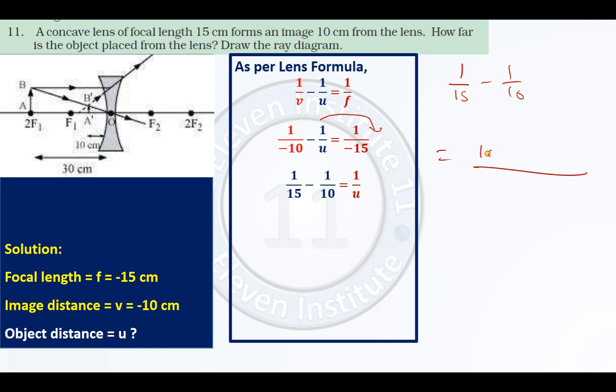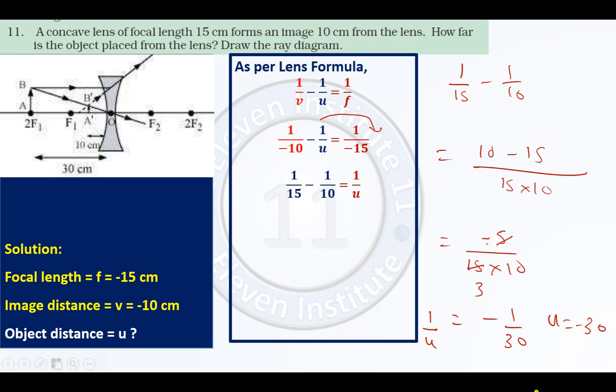So this will be 10 ones are 10, minus 15 ones are 15, upon 15 tens are 150. Now 10 minus 15 is minus 5, divided by 15 into 10. Now this 5 will go over here 3 times. So we get minus 1 upon 30. And when you invert this, this is actually 1 upon u, so we get u is equal to minus 30.